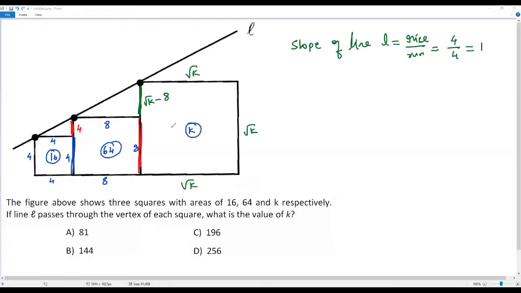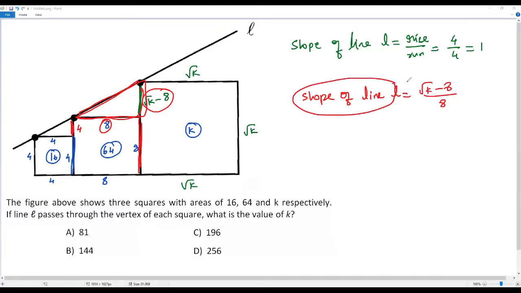Now I'm going to find the slope of the same line L using the triangle we have over here. When I consider this triangle, the rise is given by square root of k minus 8 and the run is given by 8. So slope of line L equals rise over run, which is square root of k minus 8 over 8. But we already got the slope of line L, that is 1. So we can plug in 1 for the slope. Then we get 1 equals square root of k minus 8 over 8.